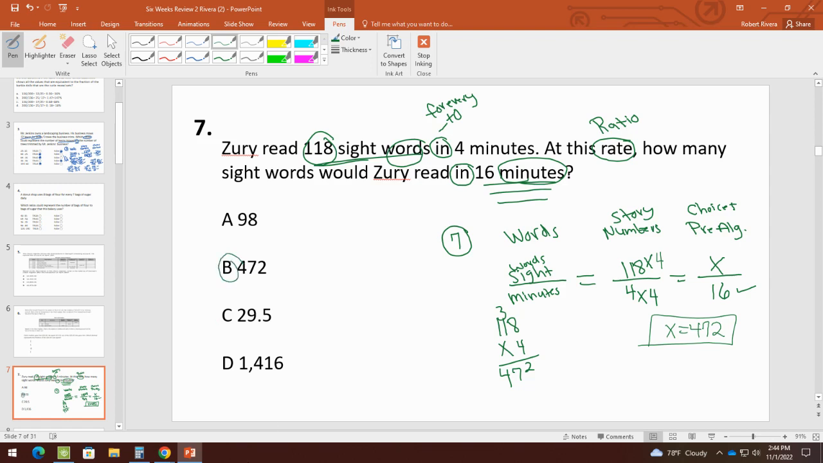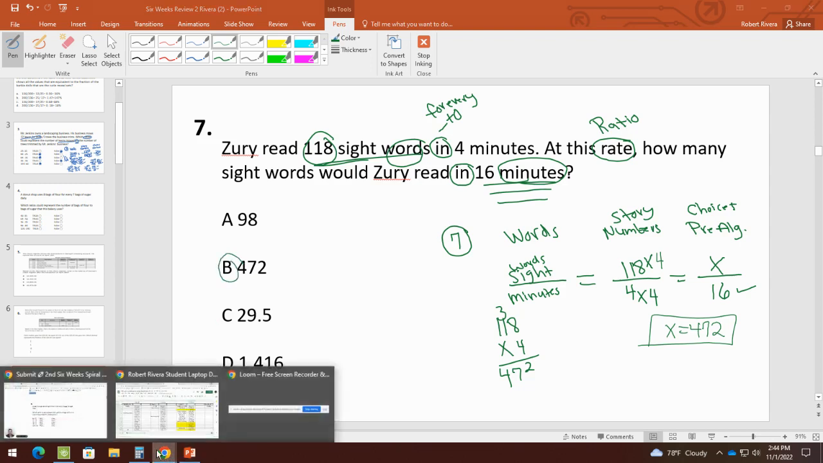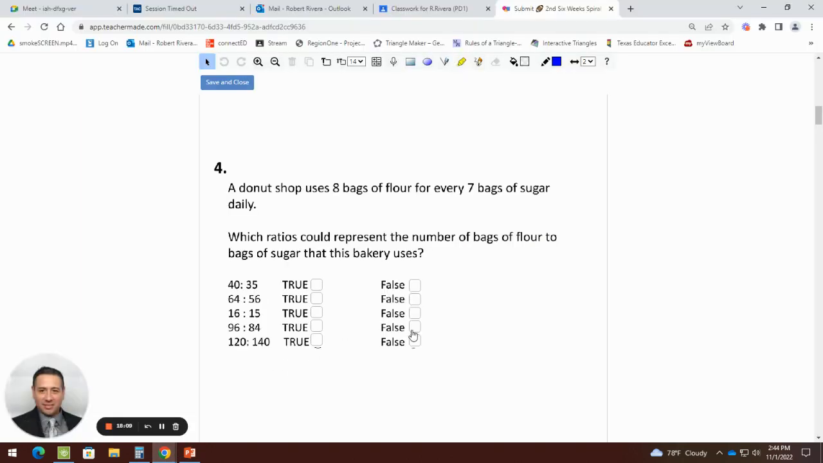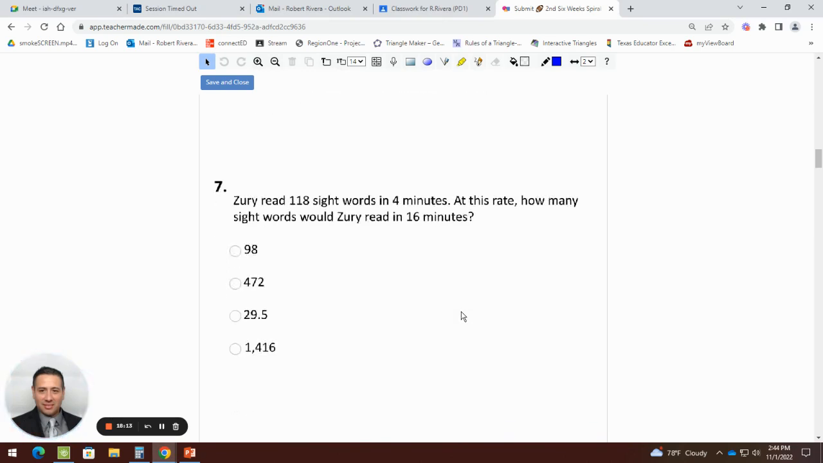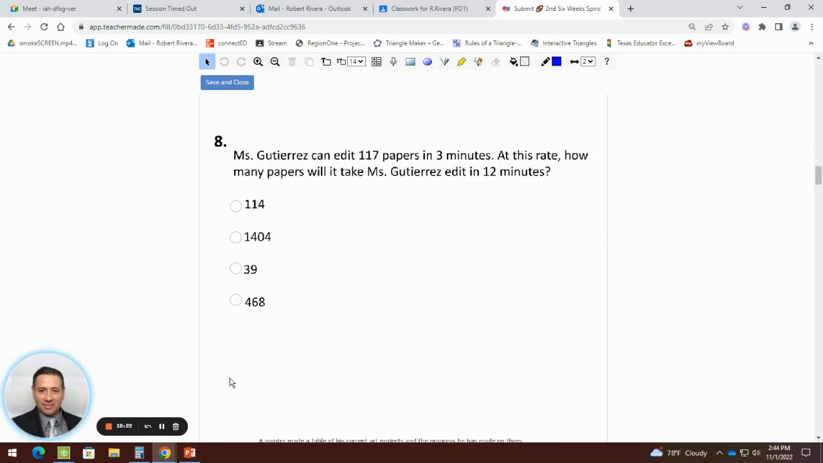Then I'm going to go to my teacher made. And we're going to go to number 7, because 5 and 6 is for tutorial. Number 7. And we said that the answer is B. Scroll down right there. You will have to do number 8 for homework. It's the same problem, but now you're going to do number 8 by yourself. Okay? Go on.